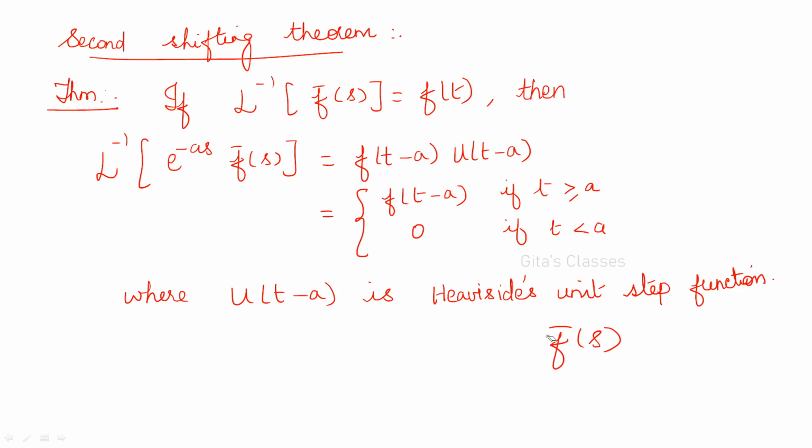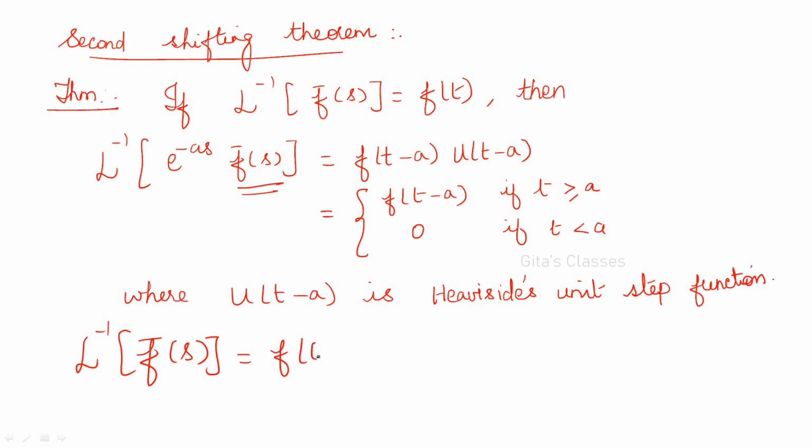Whenever you want to find the inverse Laplace transform of some function which is multiplied by e power minus as, then you have to recollect that we are going to apply the second shifting theorem. So it should be multiplied by e power minus as. Then without this e power minus as, we will get f bar of s. Now you can find L inverse of f bar of s. What will you get? f of t.